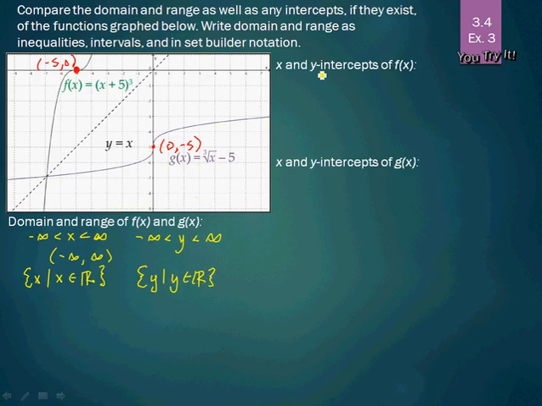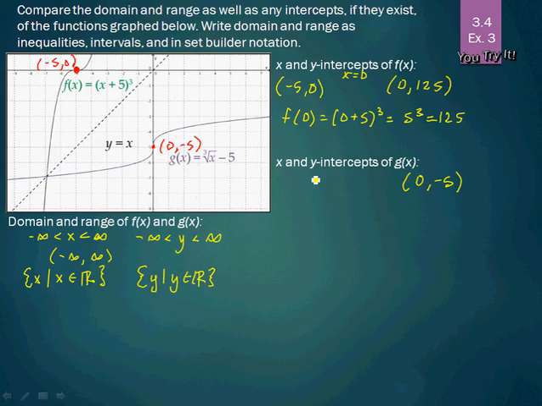Now for the x and y intercepts, we did see f of x had an x-intercept at negative 5, 0, and the y-intercept of g of x was 0, negative 5. We can find the y-intercept of f of x. It's not shown in the graph, but for y-intercepts, x equals 0. So we plug 0 into our equation for f of x. We get f of 0 equals 0 plus 5, cubed. 0 plus 5 is 5, cubed is 125. So our y-intercept will be 0, 125.